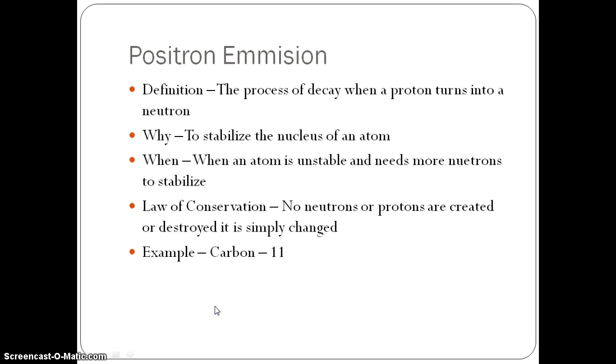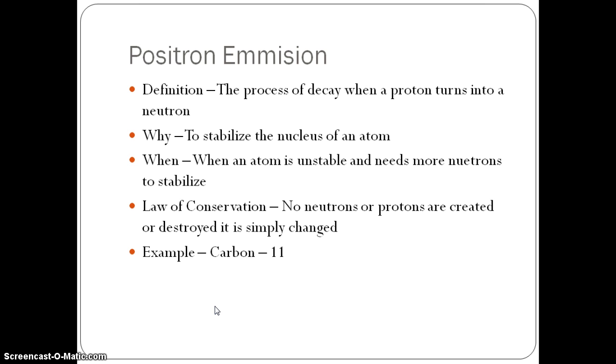Finally, for decay, we have positron emission. Now this is defined as the process of decay when a proton turns into a neutron. It's basically the opposite of beta decay, and it has the same reasons. Why? It stabilizes the nucleus. And it happens when an atom is unstable and needs more neutrons to stabilize it. It follows the law of conservation because there are no neutrons or protons created or destroyed.